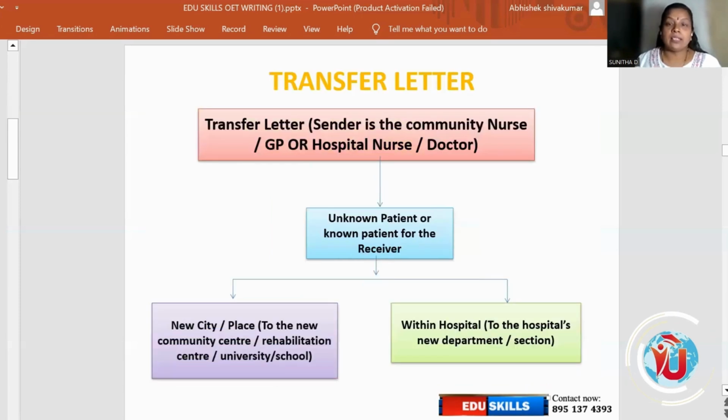Then coming to the next type, the transfer letter. Here we are transferring a patient from one place to another, and the sender is the community health nurse or a GP or a hospital nurse or doctor. Here also, the patient may be known or unknown to the receiver. Normally the patient is moving to a new city or place, to a new community health center, rehabilitation center, university or school, or within the hospital, to a new department or section.